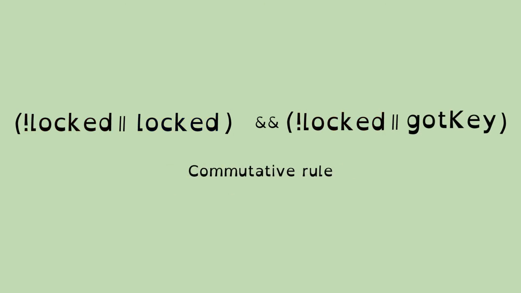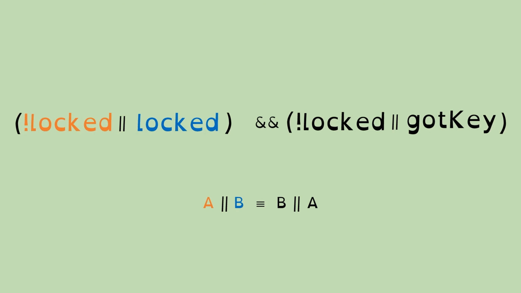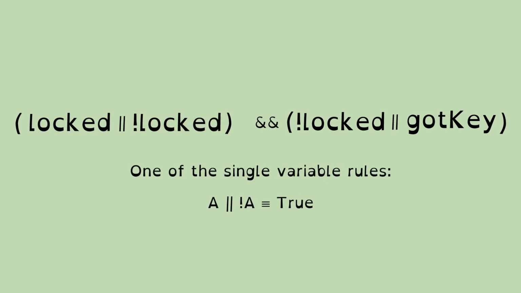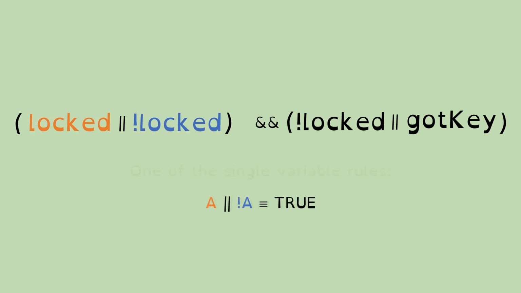So we have a commutative rule. If you remember, this means that you can swap things around. So A or B is the same as B or A, and our left-hand term here, we're just going to swap those two around. Here we go. And how did that help us? Well, one of the single variable rules is A or not A is equivalent to true. And if we take A to be locked, then not A is not locked, and our left-hand side brackets, we've got an equivalent to A or not A. So we can replace locked or not locked with the value true.